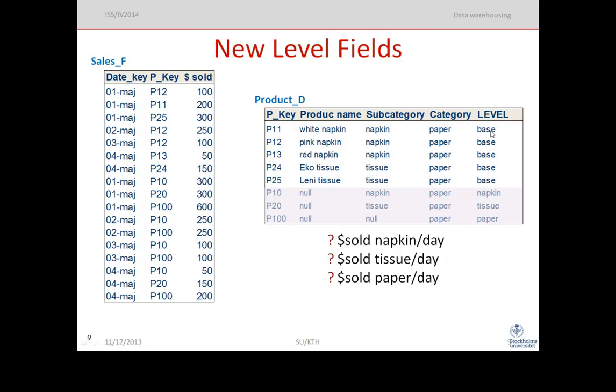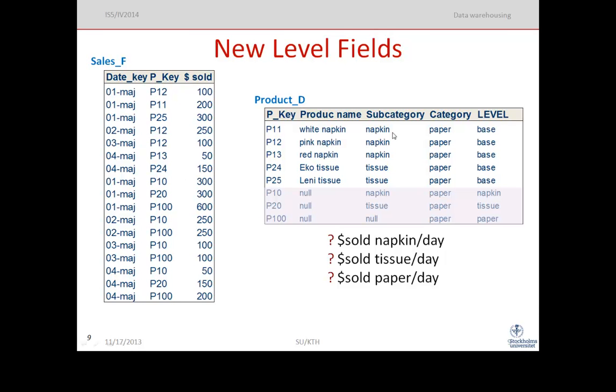So this is the original product table, with the base level. These are the napkins, and these are the eco and Leni tissues. And then up to here are the very same rows. Then we add in the fact table rows P10 and P20 for the 1st of May.